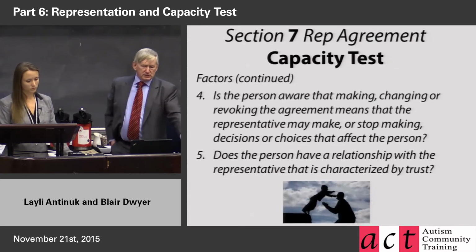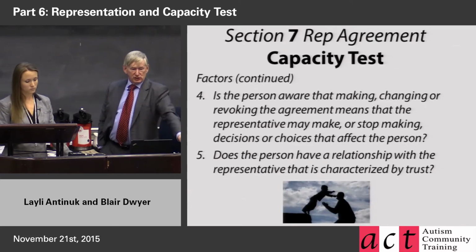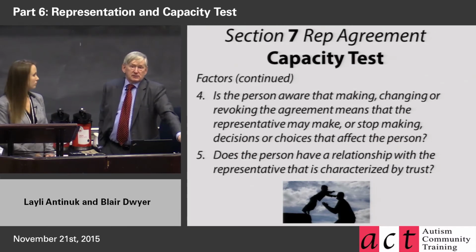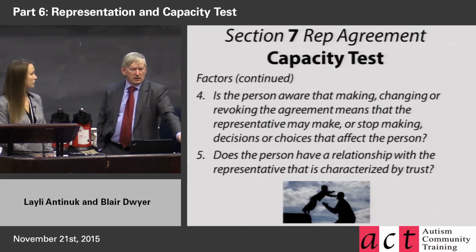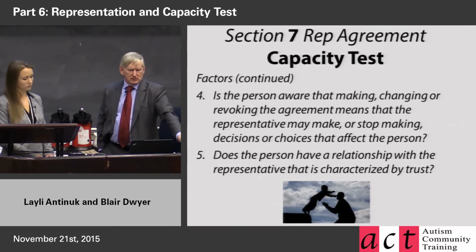That's good. Is the person aware that making, changing, or revoking the agreement means that the representative may make or stop making decisions or choices that affect the person? You know, that's a lot of words, but if you sign this agreement, your parents can help you out. And if you don't sign the agreement, they can't. Oh, well, I want my parents to help me out, so yeah, that makes sense.